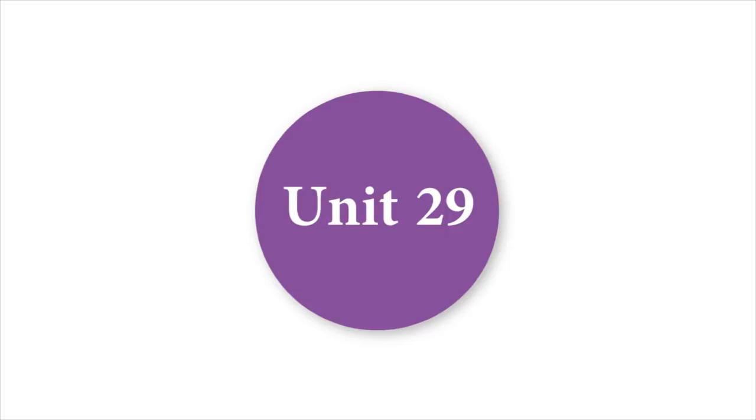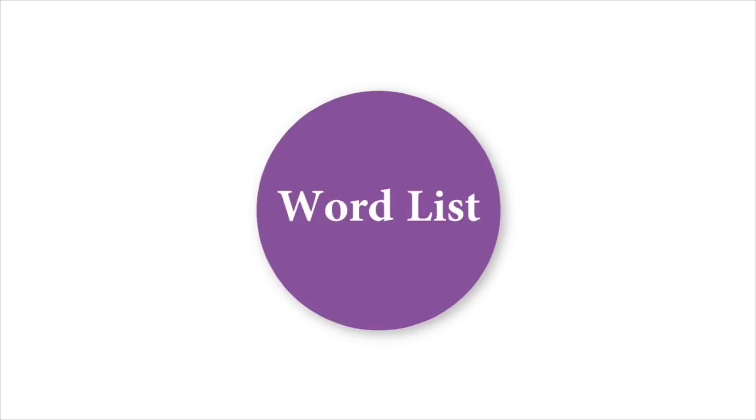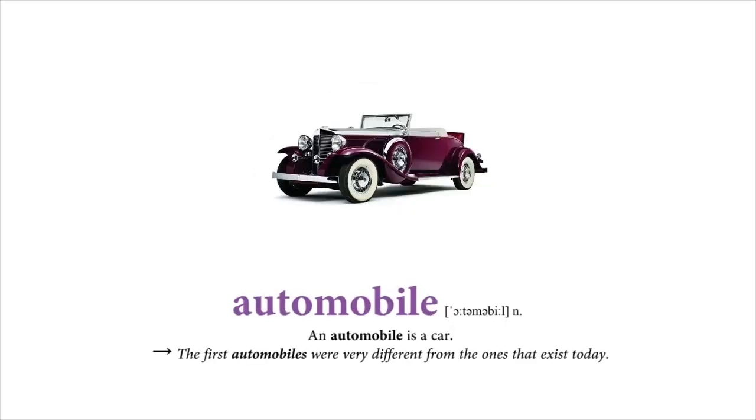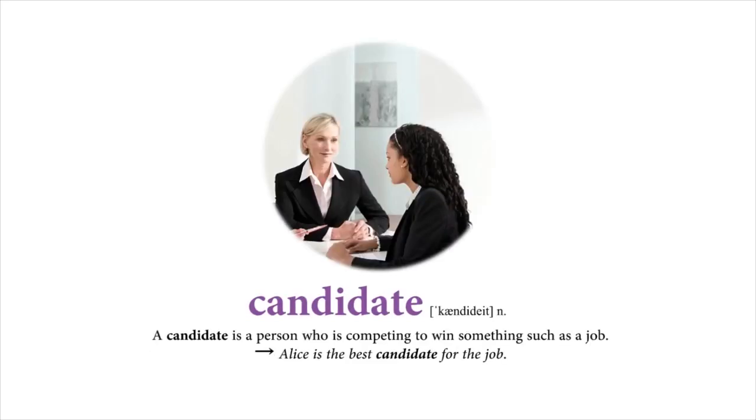Unit 29. Word list. Automobile. An automobile is a car. The first automobiles were very different from the ones that exist today. Candidate. A candidate is a person who is competing to win something, such as a job. Alice is the best candidate for the job.